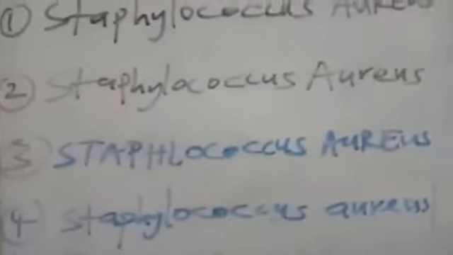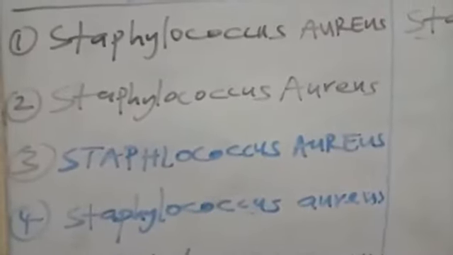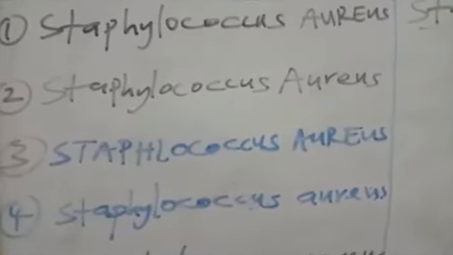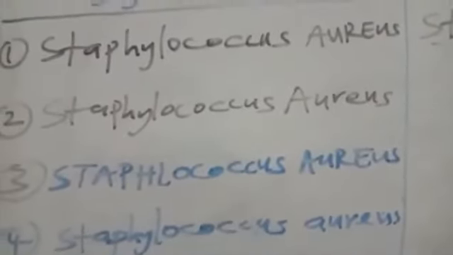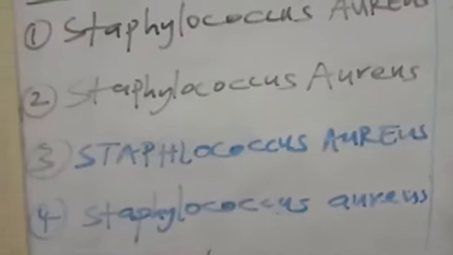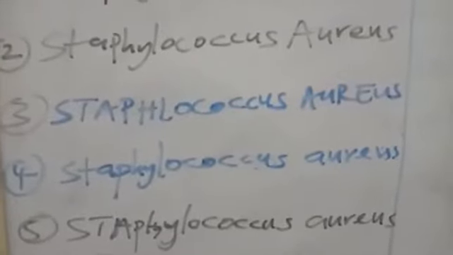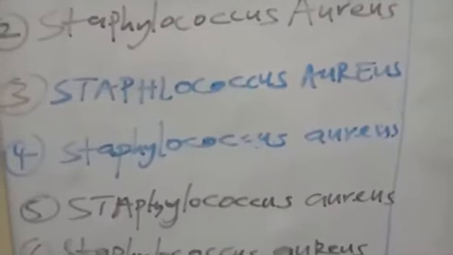There are other ways of writing binomial nomenclature wrongly, and if you write it in an exam for your lecturer or for your teacher, you'll be marked wrong. Number one here is wrong because the aureus is capital. Number two is wrong because the A in aureus is capital. Number three is wrong because all the letters are capital, which is wrong. Number four is also wrong, even though only the S is capital, which ought to be right, but it is not underlined separately. So if you don't underline, because it's Latin, it's not English actually.